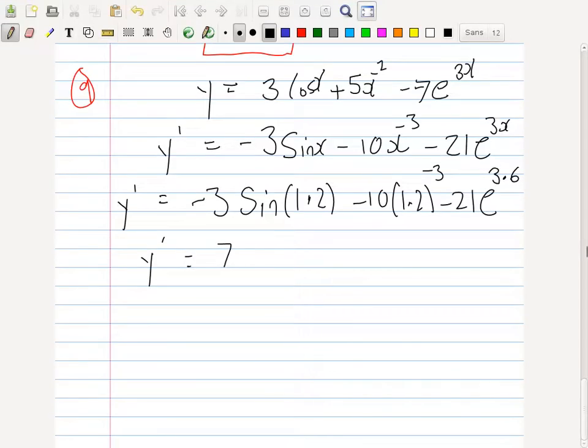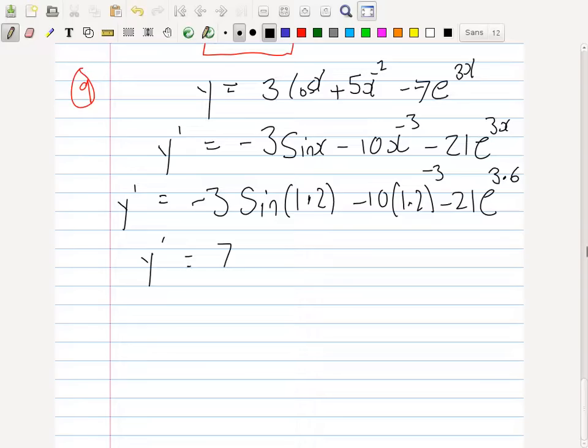Minus, hang on, mode, radians, okay. Minus 3 sine 1.2 minus 10 times 1.2 to the power of minus 3 minus 21 e to the power 3.6. I got minus 777. Lucky 777. So nothing was weird. You didn't calculate. Right, well I can't do this in my head now.